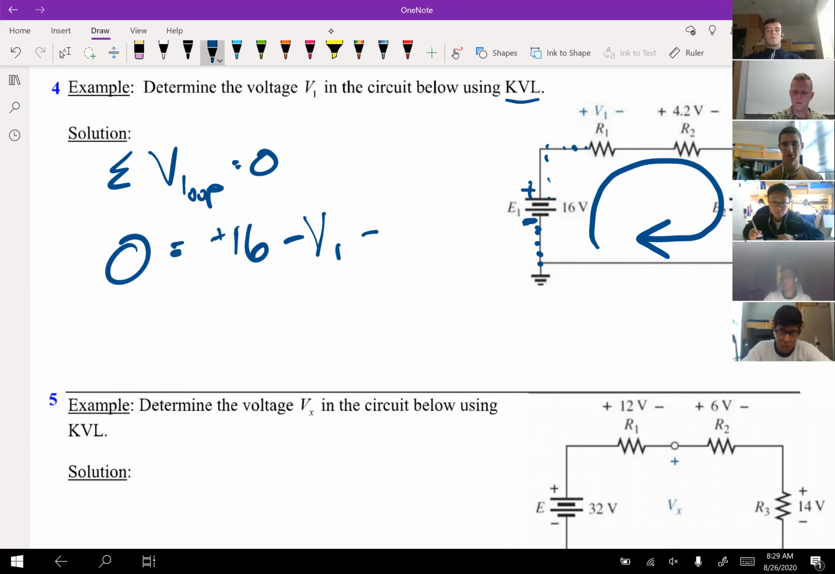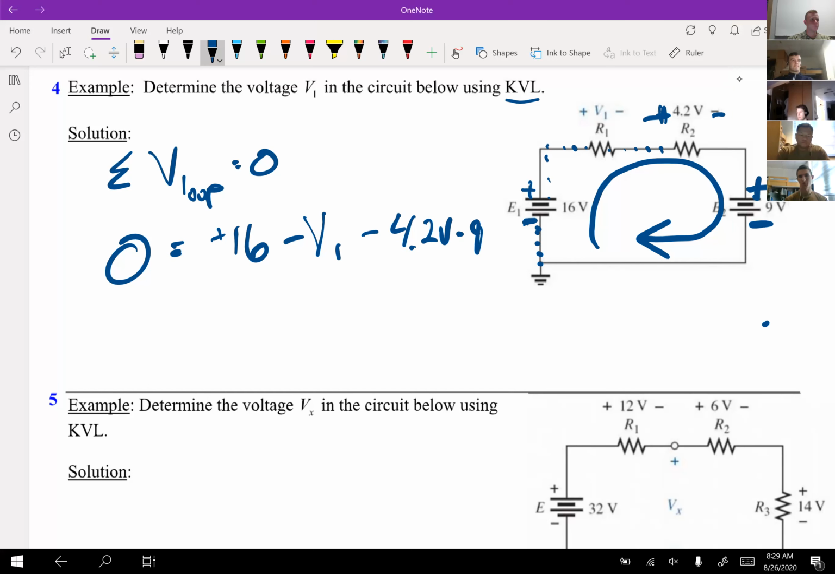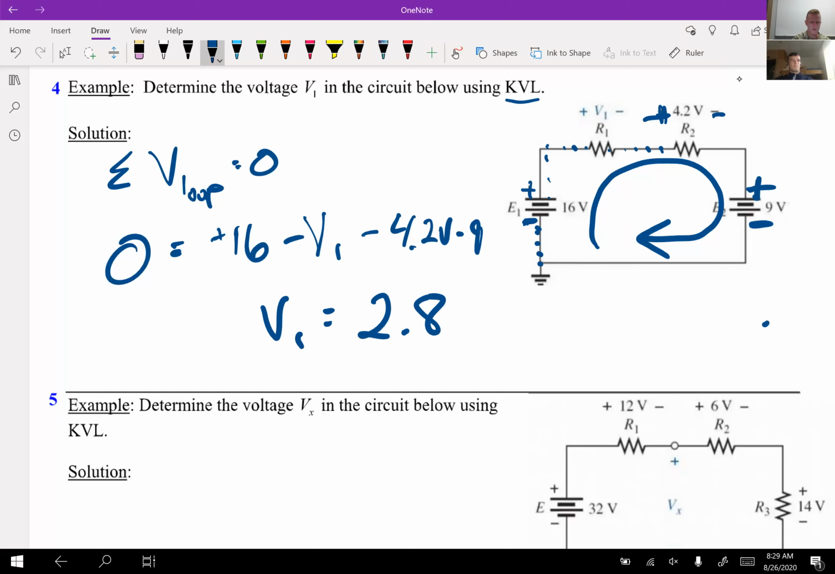And then it keeps following. Here's another resistor, minus 4.2 volts. And then here's the one spot where it may seem tricky, is that I encounter this 9-volt battery. And so this battery is a drop because I'm going in the direction of my loop from the high side to the low side. Notice how it matches the resistor from the high side to the low side. So it becomes minus 9 volts, right? So that's what we were discussing before in a concept check. And so my V1 comes out to 2.8 volts.